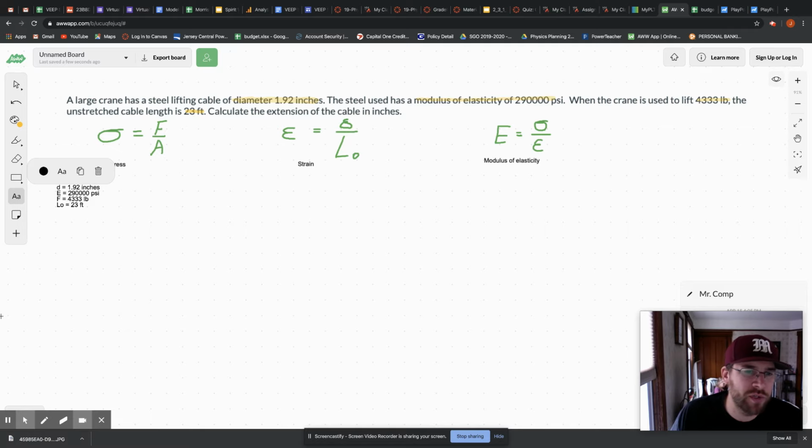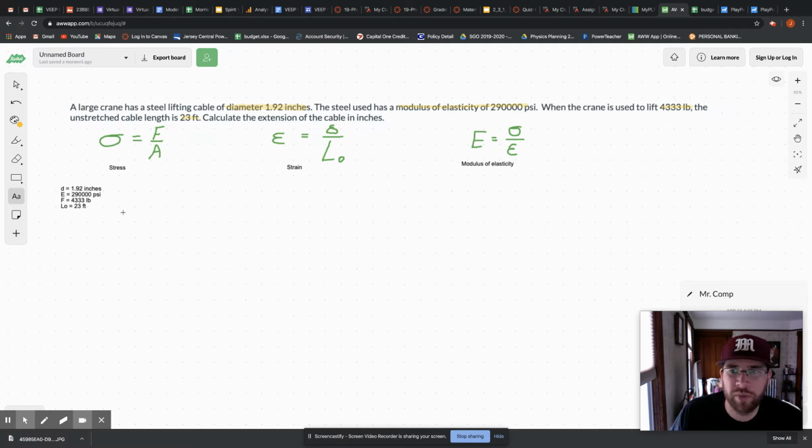The first thing I would do is get everything into the proper dimensions, meaning I would make sure all of my measurements align. We have pounds per square inch, a force that's measured in pounds, a diameter that's measured in inches, but then we have a distance that's measured in feet. So I would convert that 23 feet into inches. 23 times 12 gives us an original length of 276 inches. Now we're all in proper units.